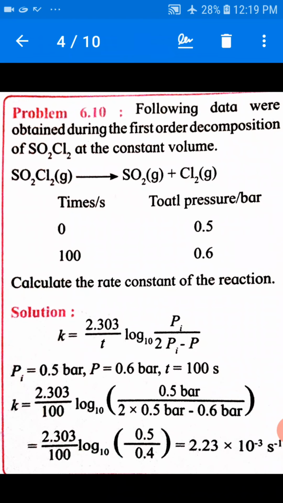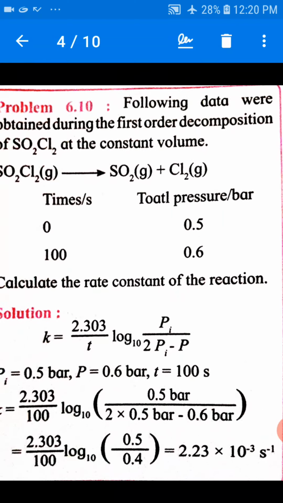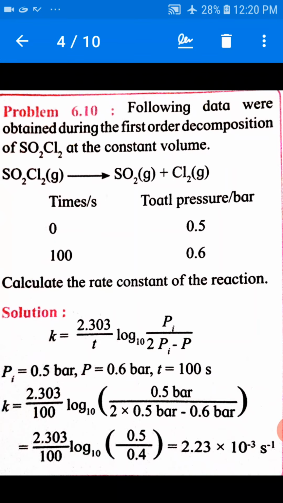Therefore, K equal to 2.303 upon 100 log base 10 into the bracket 0.5 upon 2 into 0.5 minus 0.6. Pressure terms are in bar. Therefore, K equal to 2.303 upon 100 log base 10 into 0.5 upon 0.4, which is equal to 2.23 into 10 raised to minus 3 per second.